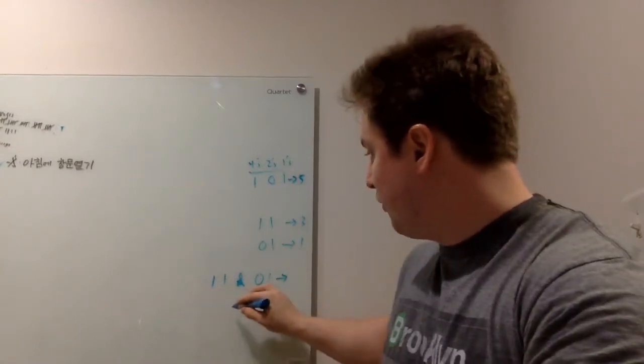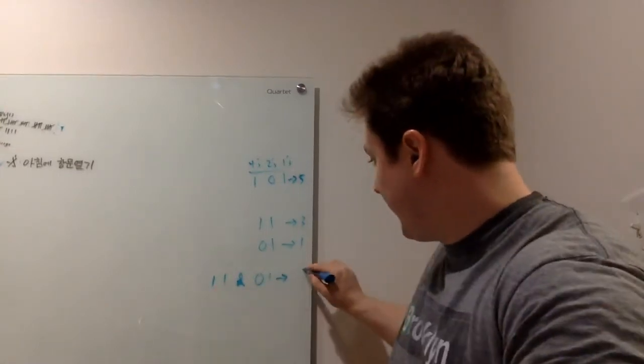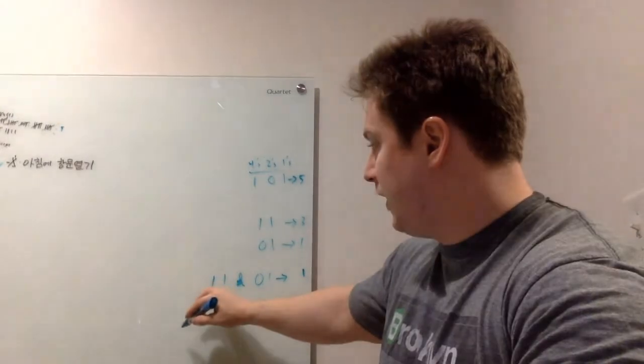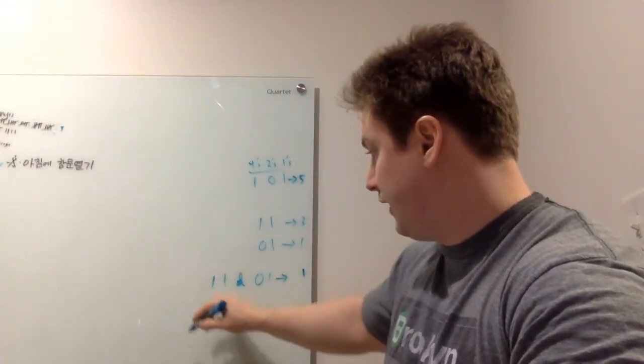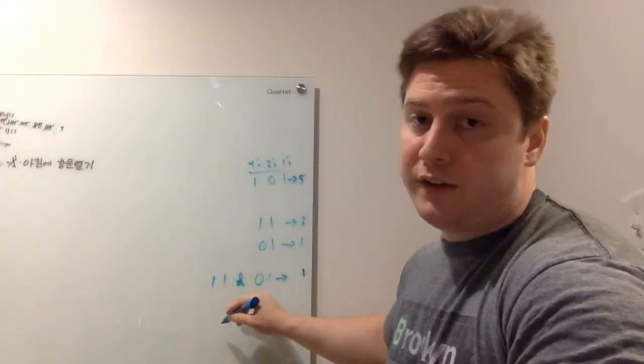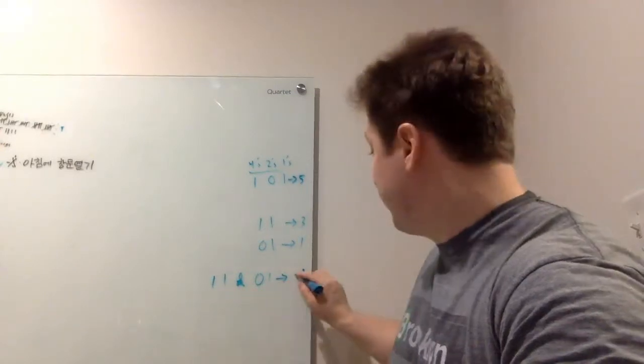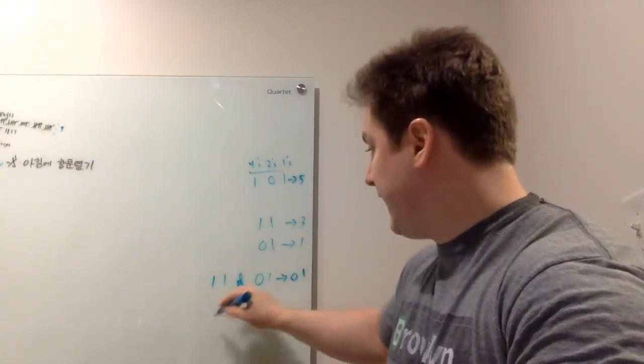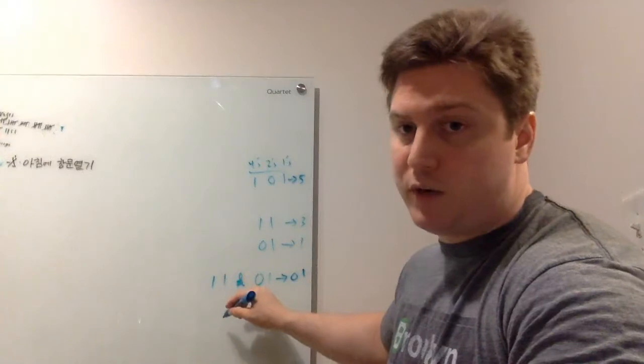So what this will become: we have the one in the ones place, so we're going to hang on to that. There's a one in the twos place for 3, but there's no one in the twos place for 1. So that becomes a 0. So 3 AND 1, the bitwise operator, becomes 1.